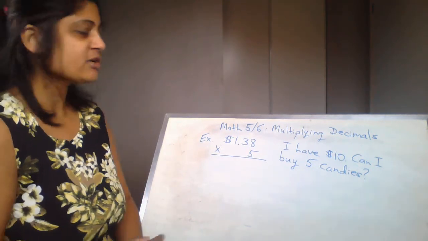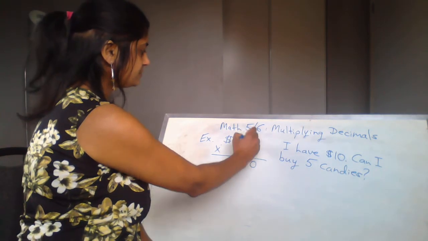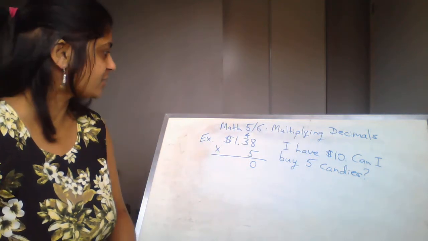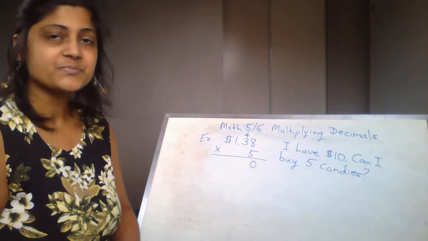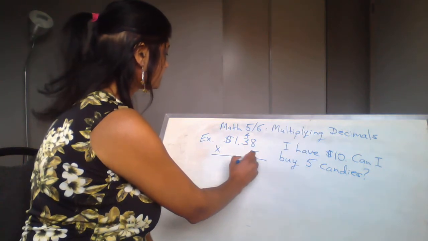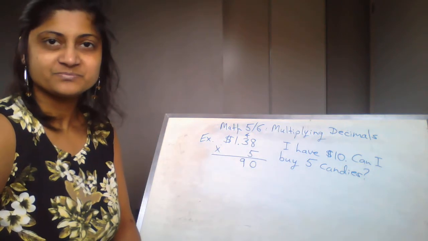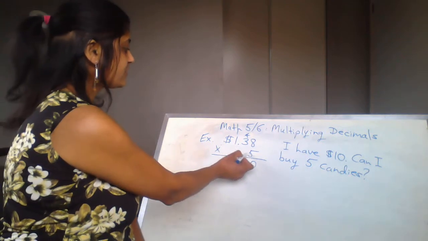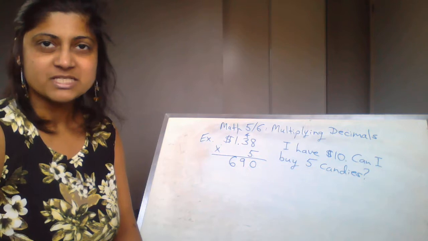So let's try multiplying this by 5. So I'm going to do 5 times 8, so 40. So put the 0 down and then carry the 4 over. We're going to do 5 times 3, which is 15. And then you have to add the 4 as well, so 19. And we're going to carry it over. And then lastly, we're doing 5 times 1, which is 5 here, plus 1, which is equal to 6. Does everyone see that?